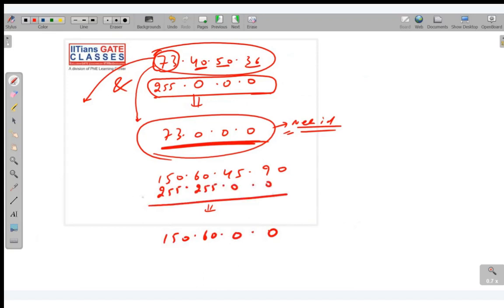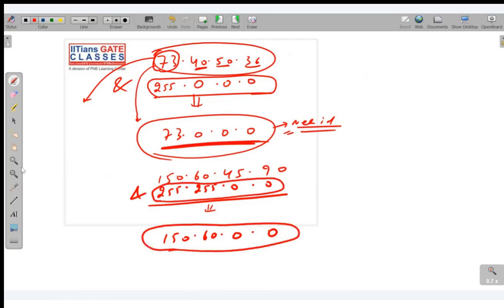255.255.0.0. I will do AND operation. Any doubt? Understood, sir. Because whatever may be here, I want to make it 0, and whatever is here I have to copy. So for that I will put this thing. This is the special number. So first the router will find the class. After finding the class, it will AND it with this special number to get this thing. That is the net ID.